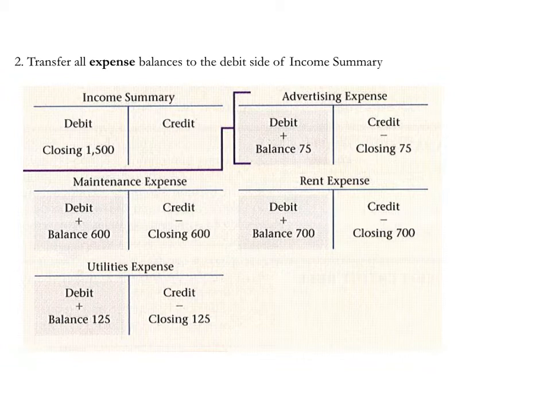Now the thing that we have different here is we have 4 expense accounts that we're closing out, and on our income summary we have one entry for a closing entry of $1,500, which is the sum of all of the expense account balances. We'll look at this a little more later, but if you remember, that is called a compound entry.